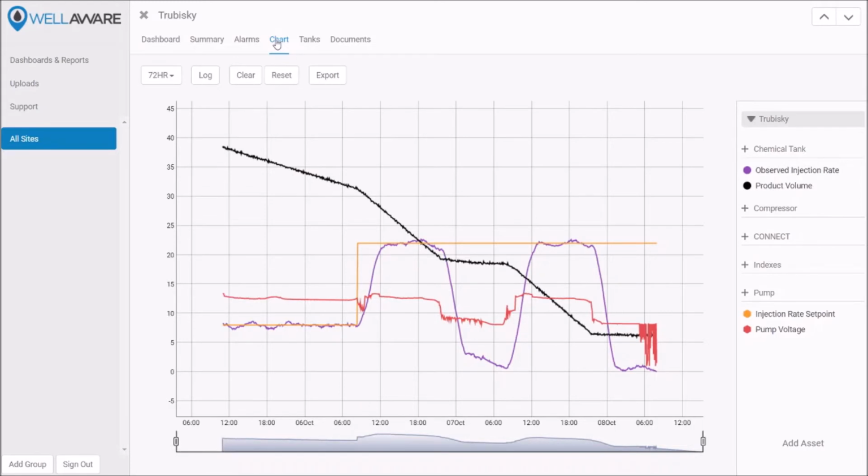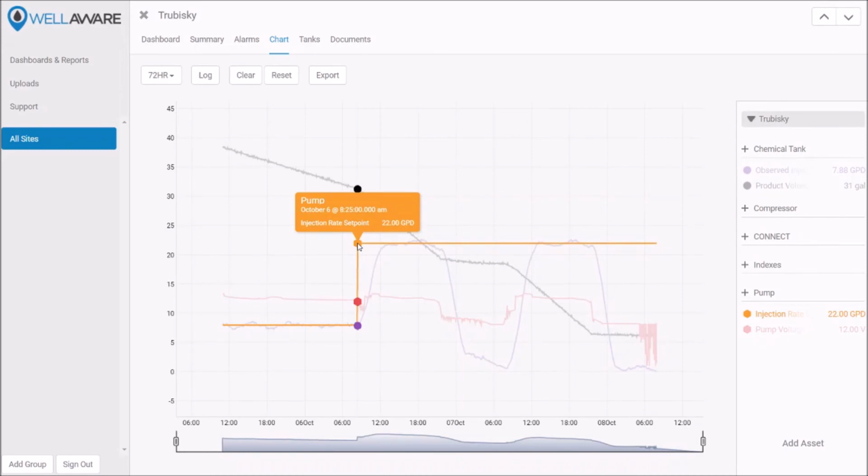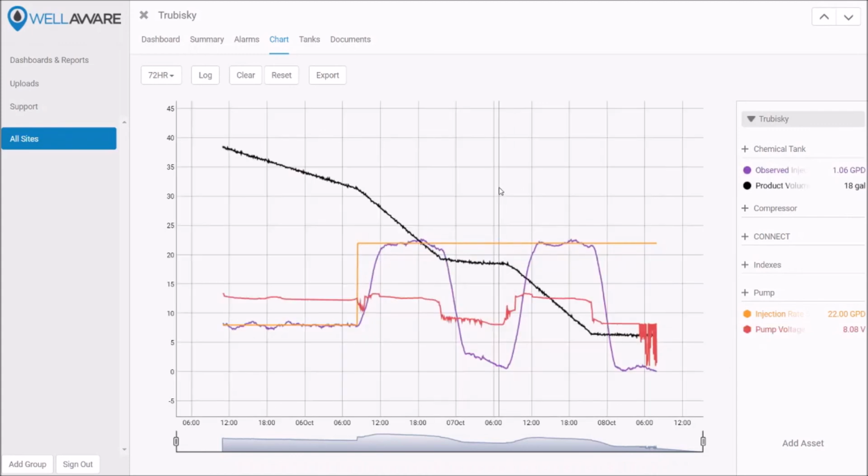This is a chart view showing product volume in black, observed usage rate in purple, the injection rate set point in orange, and the pump voltage in red. If I isolate some of this data, I can see where these problems occurred. A few days ago, my injection rate set point was 8 gallons per day, and my observed usage was keeping up with that. At a certain point, on October 6th, at around 8:25 in the morning, I increased the injection rate set point to 22 gallons per day, and this caused problems.